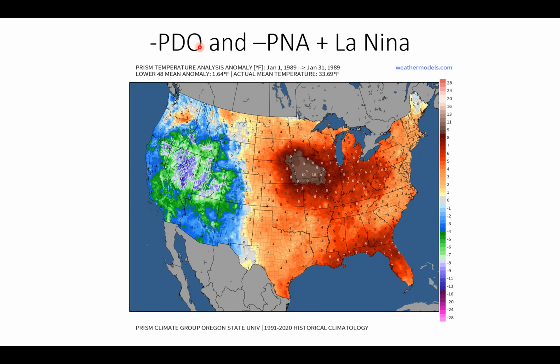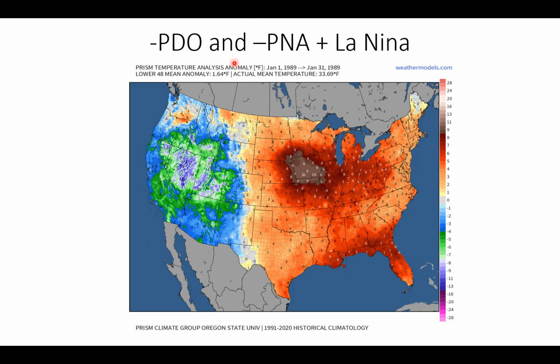We take a negative PDO now and combine it with a negative PNA, and you know what? Let's do the trifecta here, and let's throw in a La Nina now. All right, so we have a negative PDO. That means we have colder than normal sea surface temperature anomalies off the west coast of the United States. We have a negative PNA pattern. Remember, I already mentioned from the previous research a couple slides ago, these two are generally connected.